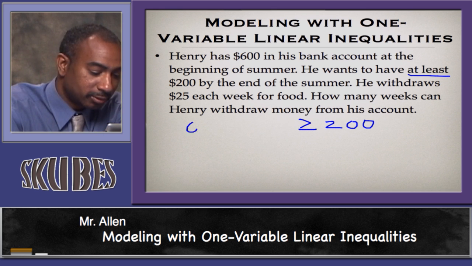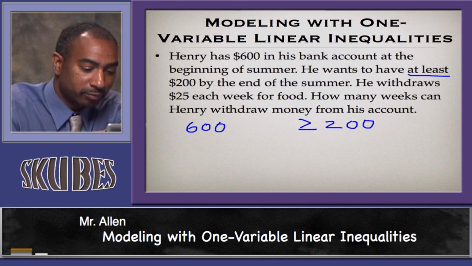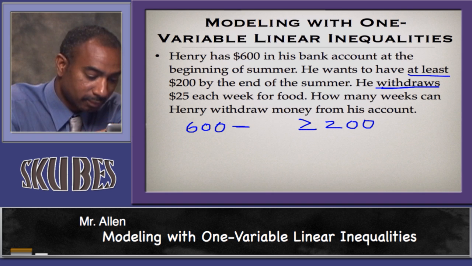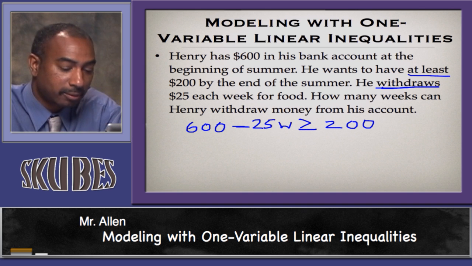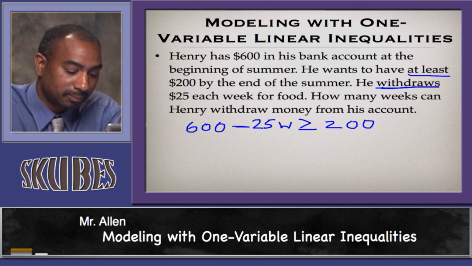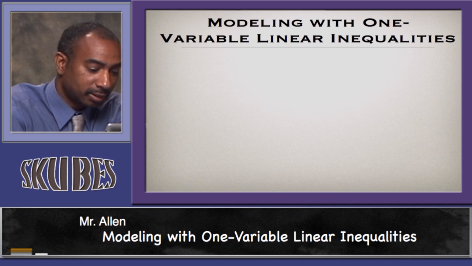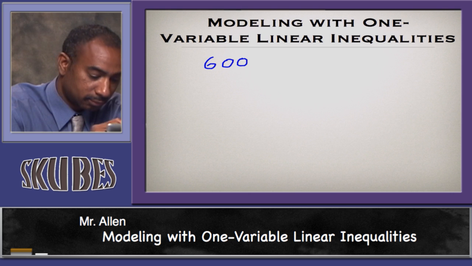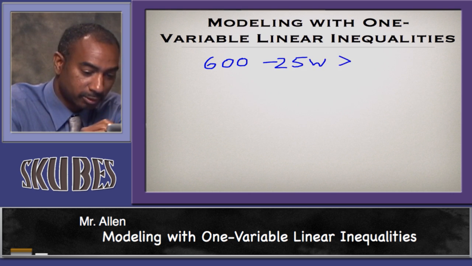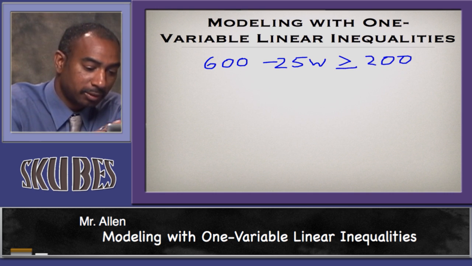He wants 200 or more. He starts off with 600, but he withdraws. Remember from the previous lesson, withdrawal means subtraction. So he withdraws $25, but per week. So that would be the correct setup for the inequality. And let's see how to solve that. So $25 per week he's withdrawing. He wants at least $200 at the end of summer. But you know how to solve this.